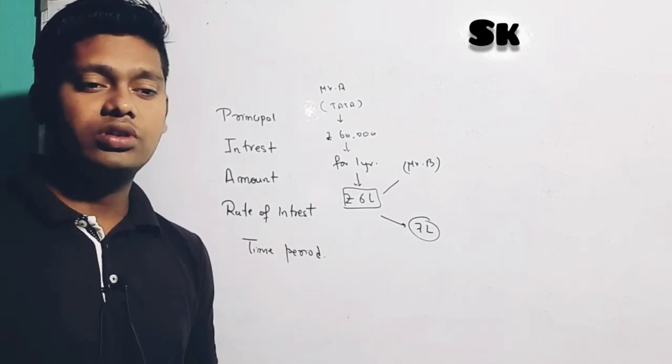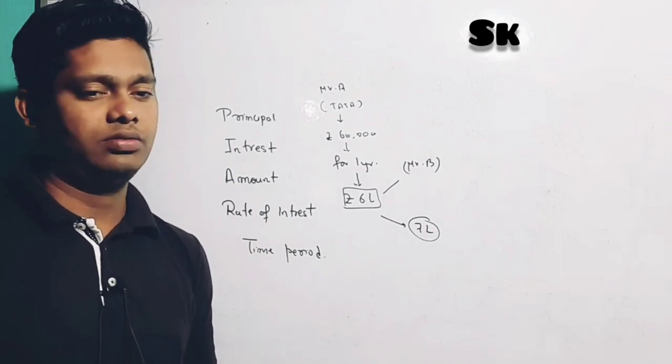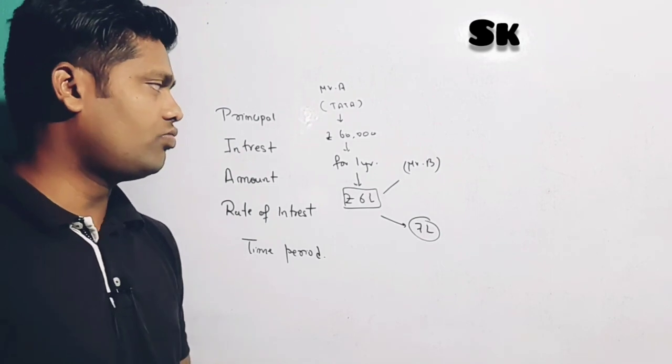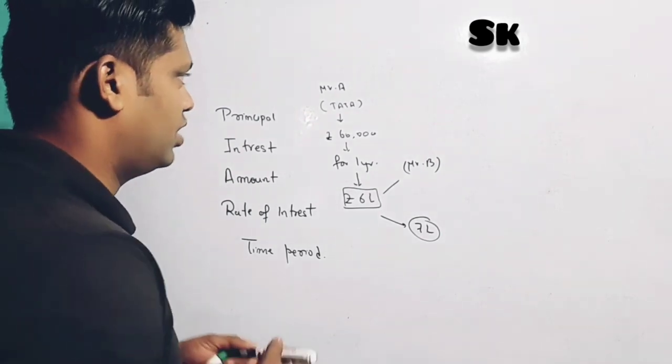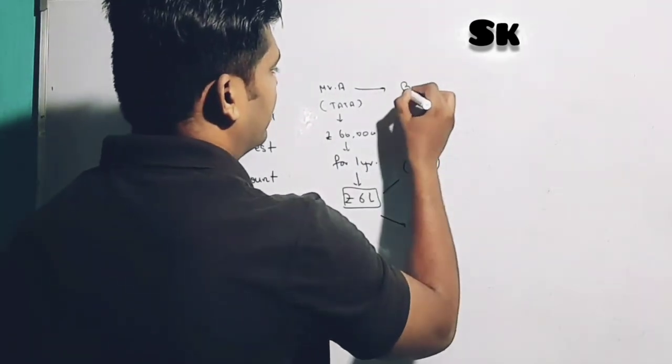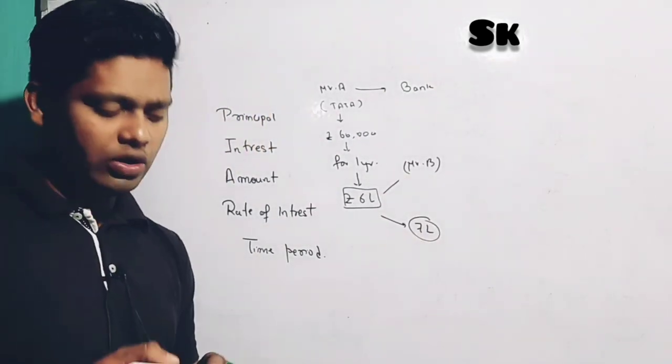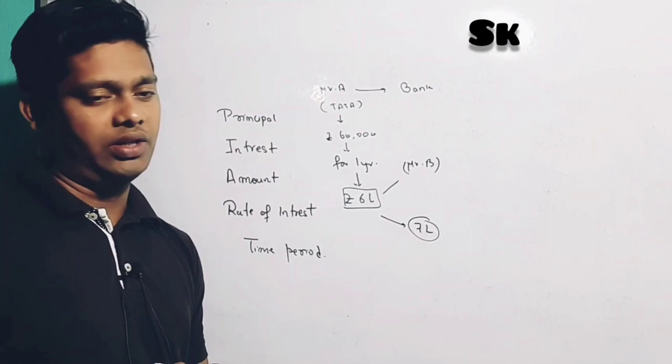Now out of curiosity, Mr. A went to the bank. Let's see what is the process. Let us understand the process. So Mr. A went to the bank. In the bank there were many people, so he was confused where to ask, whom to ask. He went to the bank manager directly.